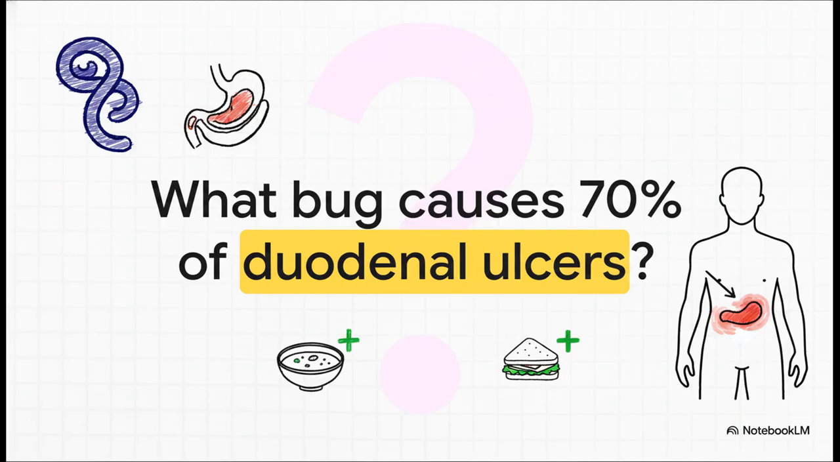Let's kick things off with a classic board question, just to get your test-taking gears turning. Imagine you're reading a patient's stem, describing this gnawing epigastric pain that actually gets better when the patient eats a meal. You scope them, and boom, you find a duodenal ulcer. What single bacterium is responsible for up to 70% of these specific ulcers? If you're already shouting the answer at your screen, well, you know exactly where we're heading today.